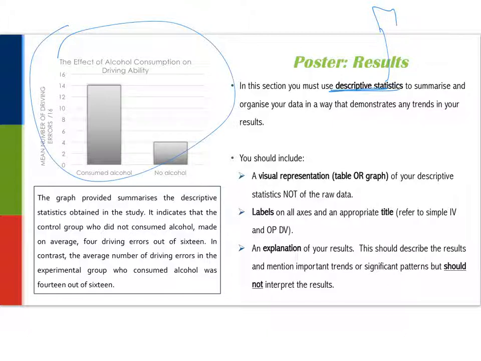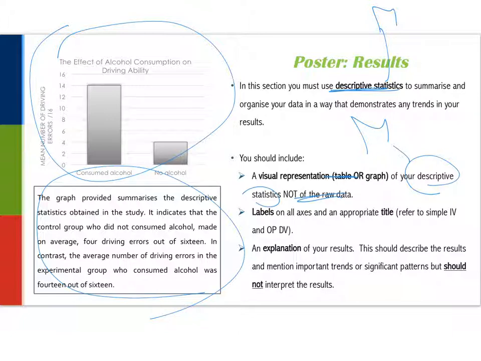You are also going to summarize your information in words. So you're going to summarize your graph in words. The first thing that you're going to do, obviously, is your graph. You are not using a table at all. Remember, it's not the raw data, it's descriptive stats like our means. You must remember to label all of your axes and give an appropriate title.